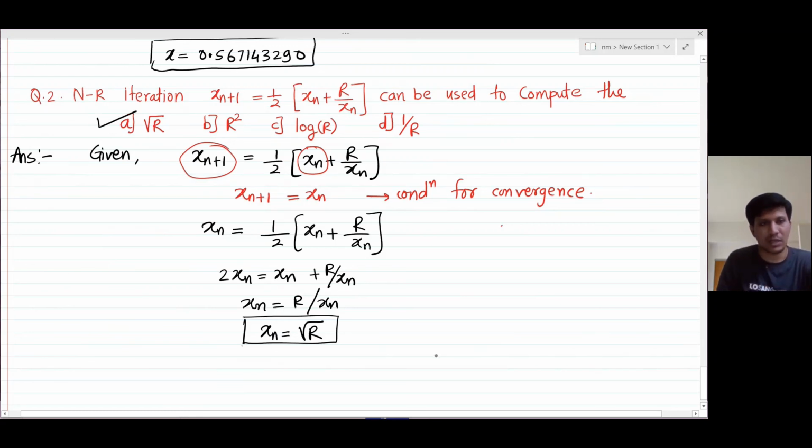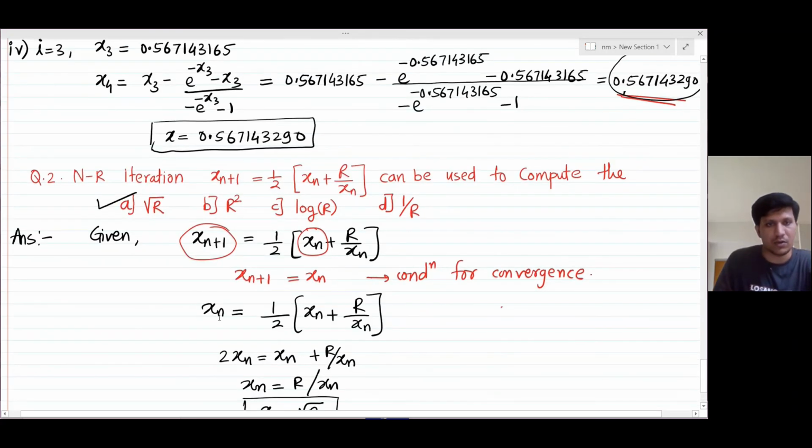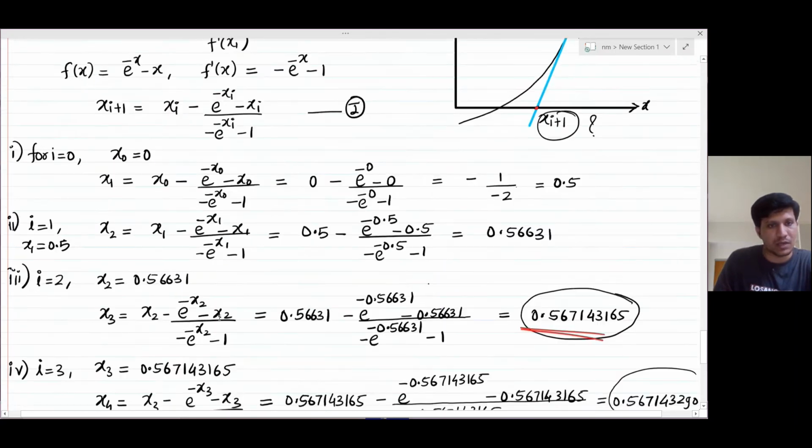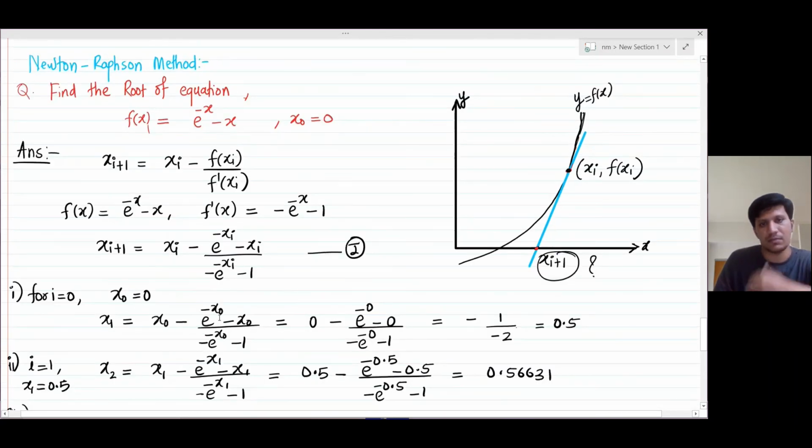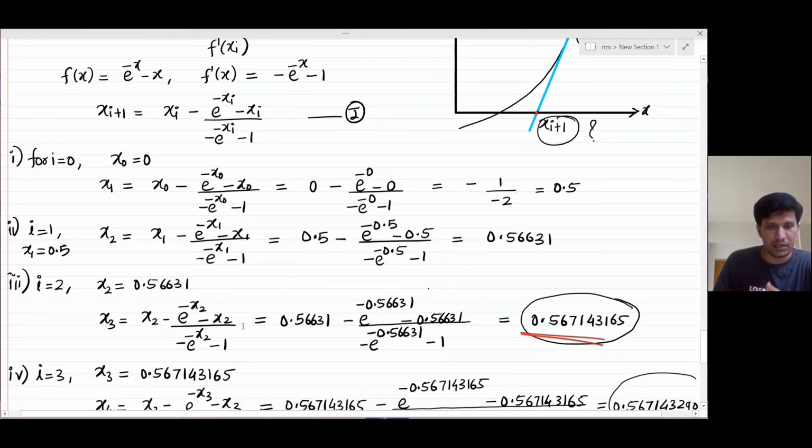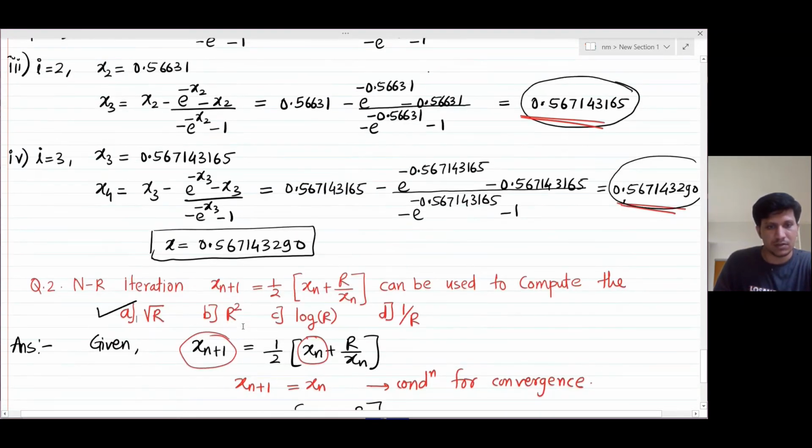These are the two types of questions generally asked in competitive exams. We will discuss some more information about the Newton-Raphson method in the next video, which depends on the order of convergence: when the Newton-Raphson method converges fast, and in which cases it will not converge. So we will discuss that in the next video. Thank you.